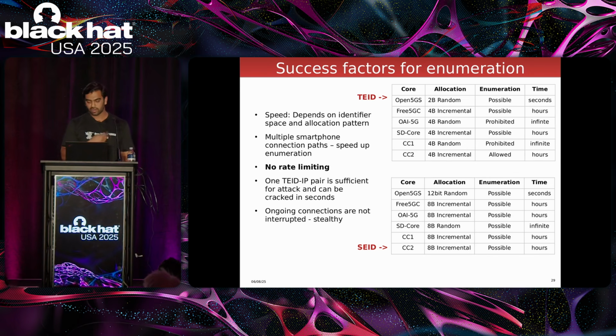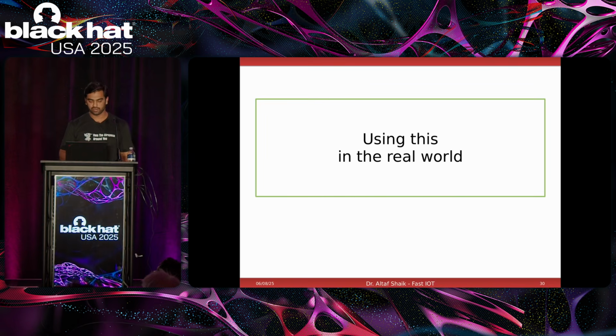And depending on how the identity is managed, the enumeration takes probably sometimes seconds, sometimes hours, and sometimes it's infinite. But as an attacker, the attacker is just looking for one TEID or one IP address that is actually valid. So it doesn't take an infinite amount of time to get a hit for a specific valid identifier. So how do we use this in the real world?